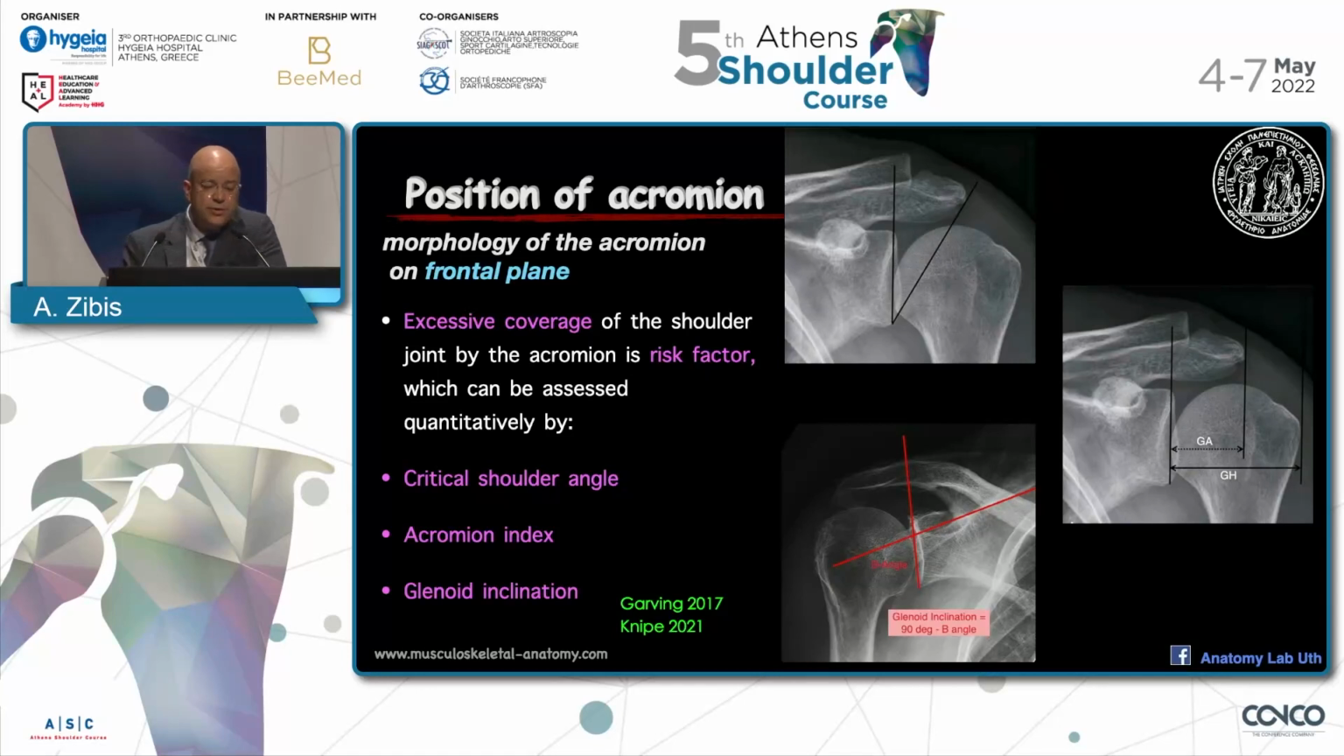Let's move to the position of the acromion. This is the morphology of the acromion on the frontal plane. Excessive coverage of the shoulder joint by the acromion is a risk factor, which can be assessed by the critical shoulder angle, acromial index, and glenoid inclination.